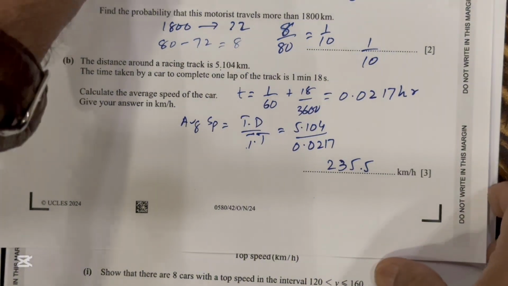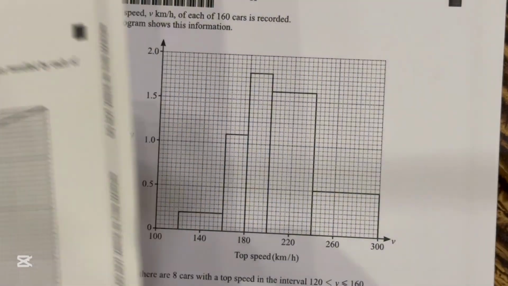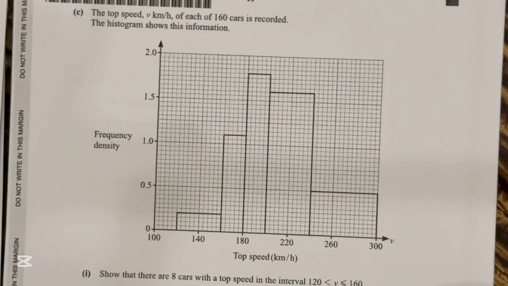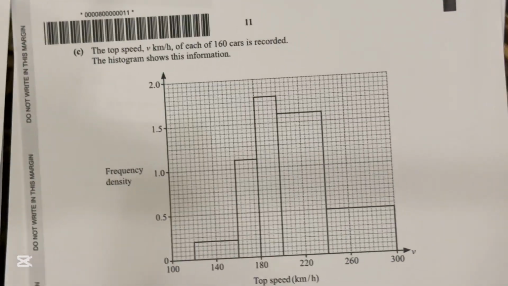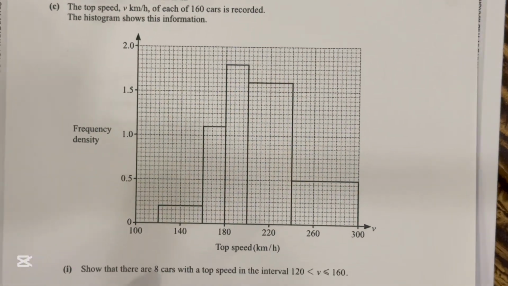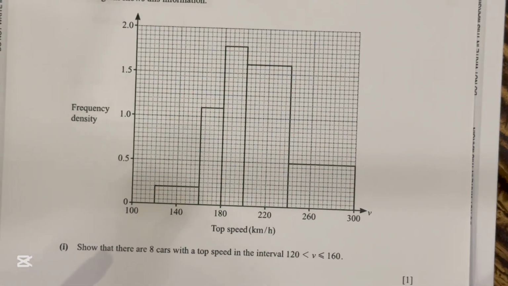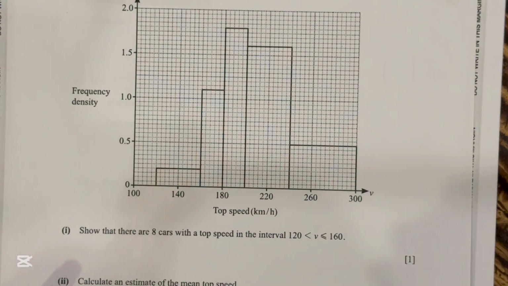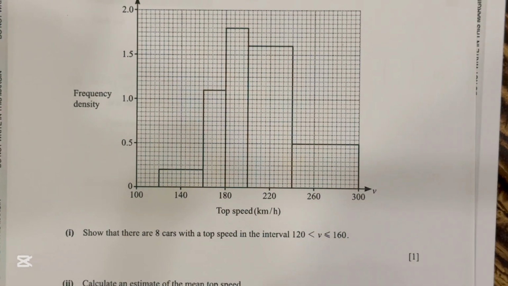Okay. Moving to part C. The top speed v kilometer per hour of each of 160 cars is recorded. The histogram shows the information, frequency density and the top speed. Show that there are 8 cars with the top speed in the interval 120 to 160.